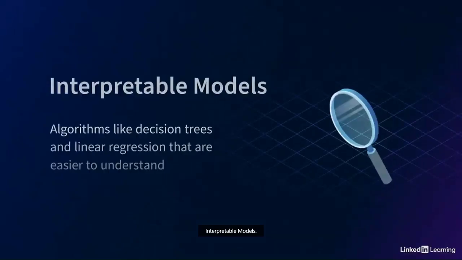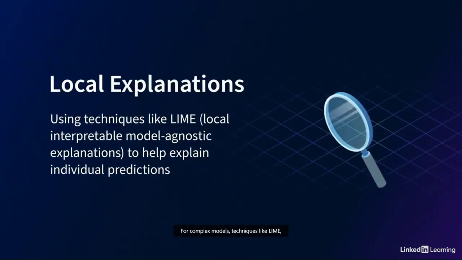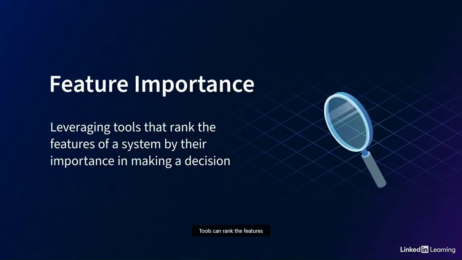While we haven't solved all the issues surrounding transparency, here are a few techniques that help. Interpretable models. Some algorithms, like decision trees and linear regression, are inherently easier to understand than, say, deep neural networks. Local explanations. For complex models, techniques like LIME, local interpretable model agnostic explanations, can help explain individual predictions. Feature importance. Tools can rank the features by their importance in making a decision, providing insights into what the model deems relevant.